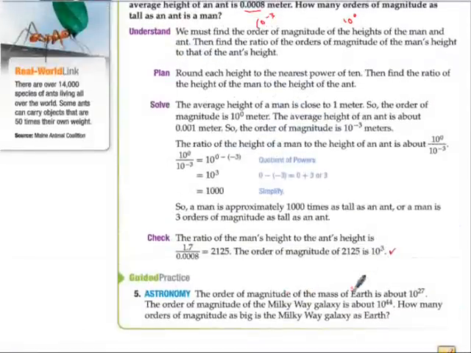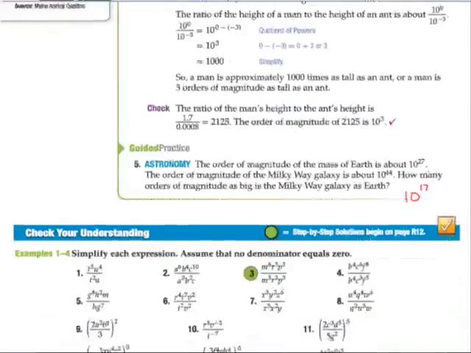So the order of magnitude of the mass of Earth is about 10 to the 27th. The order of magnitude of the Milky Way galaxy is about 10 to the 44th. How many orders of magnitude as big as the Milky Way galaxy as Earth? So how much bigger? And when we divide, we subtract. So the answer here is really simple. It's 44 minus 27, which is 10 to the 17th. Okay, it just wants to know how much bigger.